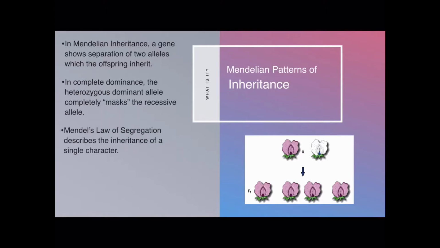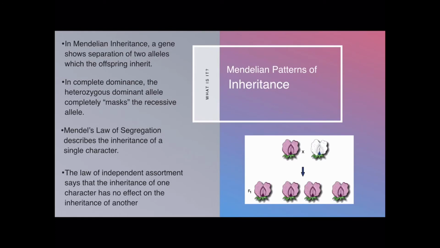Mendel's law of segregation describes the inheritance of a single character, which means that when alleles segregate in gamete formation, half of them will receive one trait and the other half will receive another trait. And after this, the gametes unite randomly, forming the offspring.